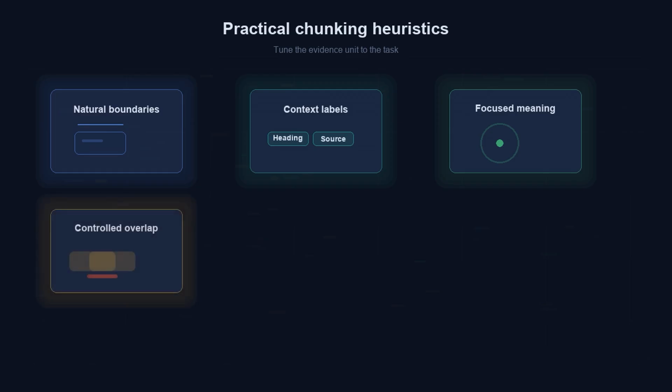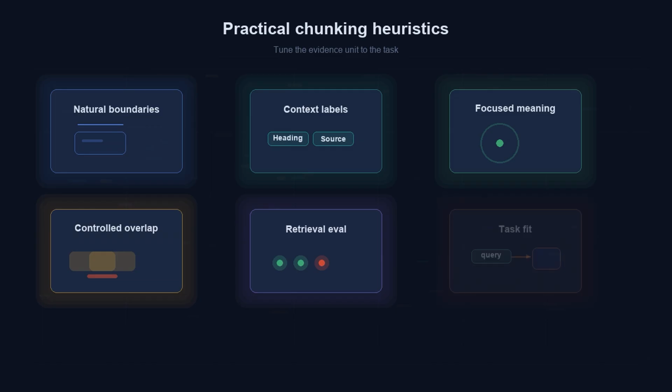Fourth, use overlap carefully. Overlap is useful near boundaries, but too much overlap can create duplicate retrieval results. And fifth, evaluate retrieval directly. Look at the actual chunks returned for a question, not just similarity scores or final answers. Read the retrieved evidence. Ask if a careful human could answer the question from these chunks. If the answer is no, the LLM probably cannot reliably do it either.